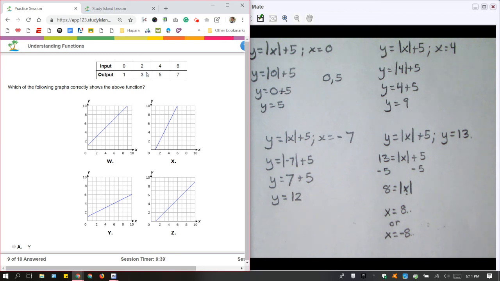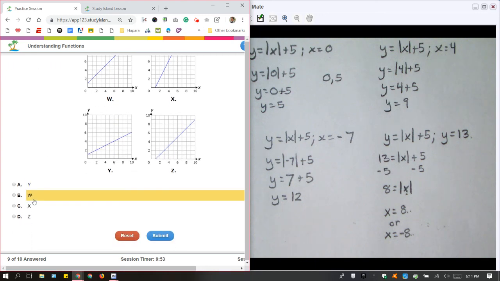The next point is (2, 3). Here's (2, 3). So it looks like W is our answer. Let's go over here and check 2, and it only goes to (2, 2). So it's going to be W. It's (2, 3). We could check (4, 5). Absolutely. And (6, 7) as well. Yep, right there. So graph W.